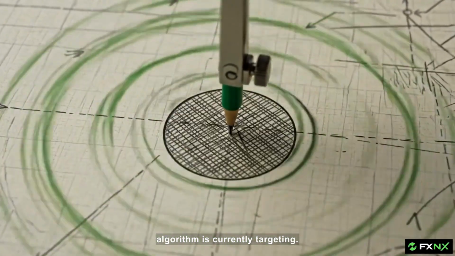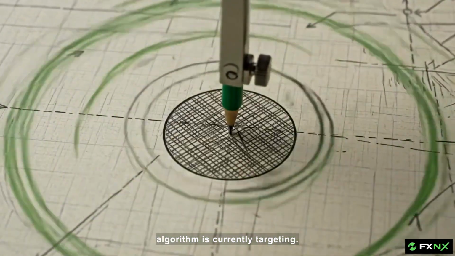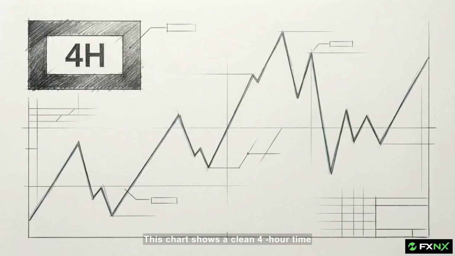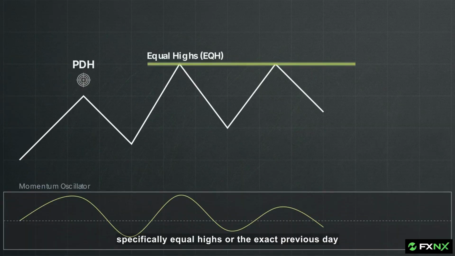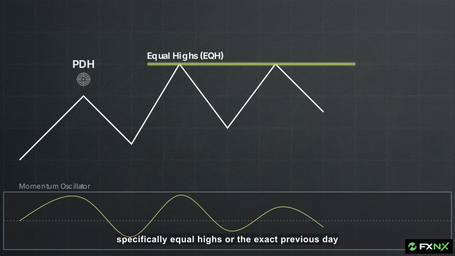Step 1 is identifying the draw on liquidity. We need to establish the broader narrative by locating the exact pools of money the algorithm is currently targeting. This chart shows a clean 4-hour time frame. Starting here strips away the intraday noise and exposes the overarching market trend. Now, scan the chart for engineered liquidity. Look for the textbook patterns retail traders are taught to trade, specifically equal highs or the exact previous day high.